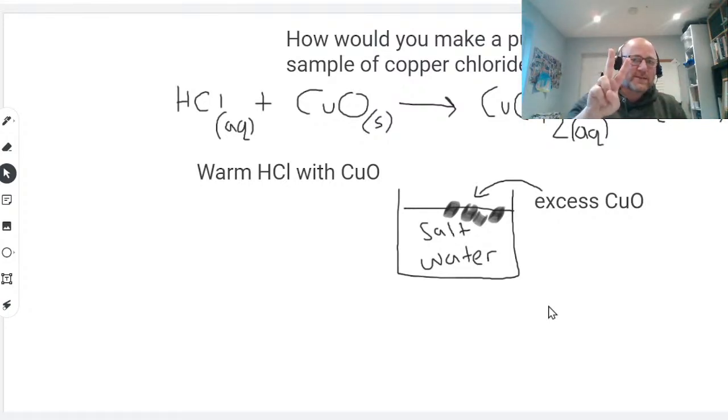So there's two practical processes you need to explain in a 6 marker. How you're going to get rid of the excess copper oxide? Yeah, this is all from paper one. How are we going to get rid of the excess copper oxide? How are we going to get rid of the water?